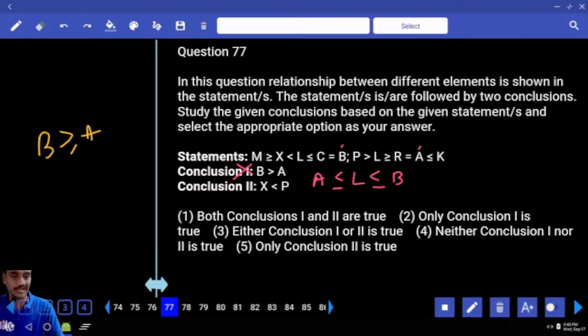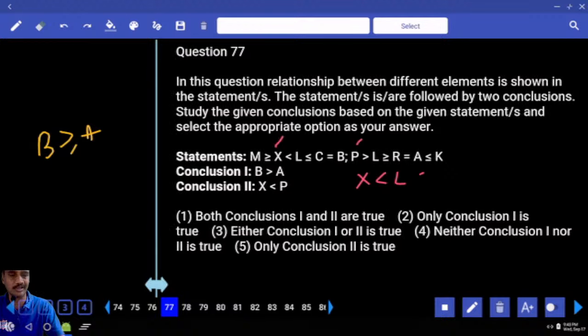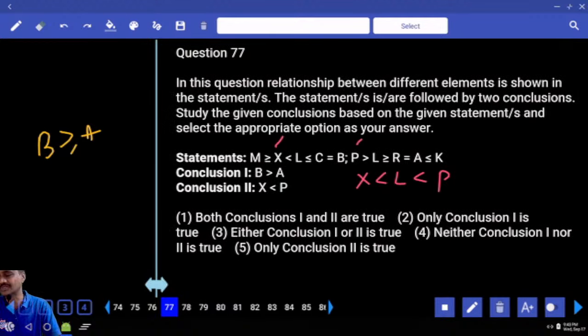The next one, X and P. X is here, P is here. Which element is common? L. X lesser than L. And next one, P greater than L, L lesser than P. X lesser than L lesser than P. X lesser than P. Definitely true, only two choice.